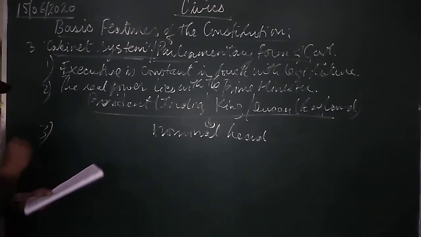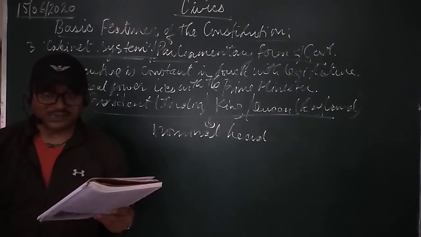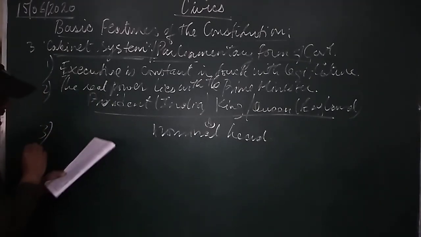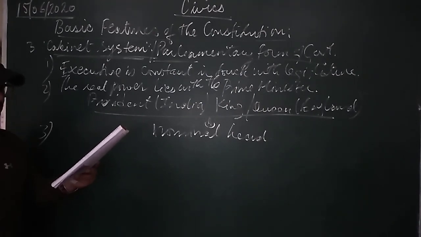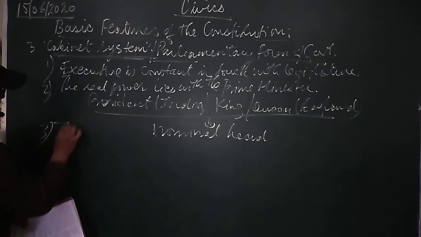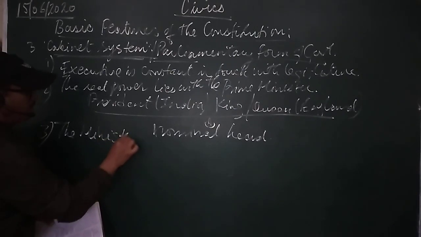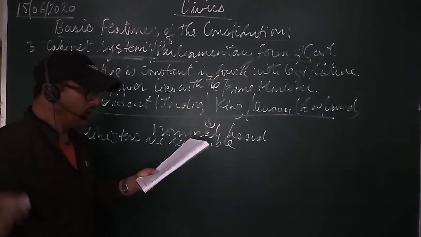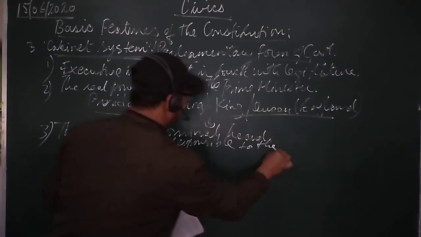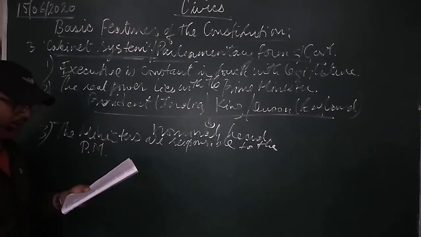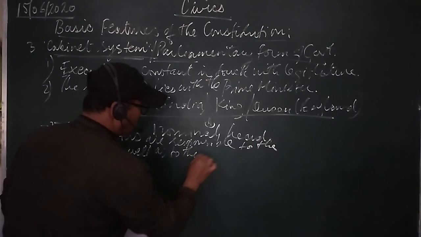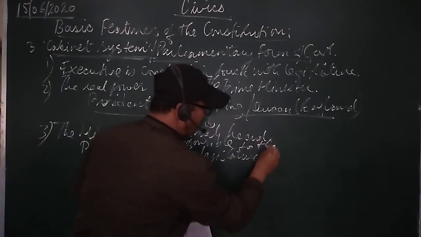Point number three. Again, in a parliamentary form of government, the ministers are responsible to the prime minister as well as to the legislature or the parliament. Another most important thing is that in the parliamentary form of government, the ministers are responsible to the prime minister as well as to the legislature and parliament.